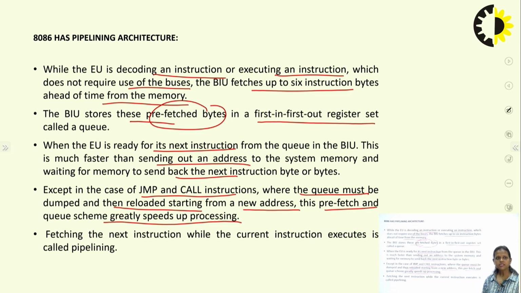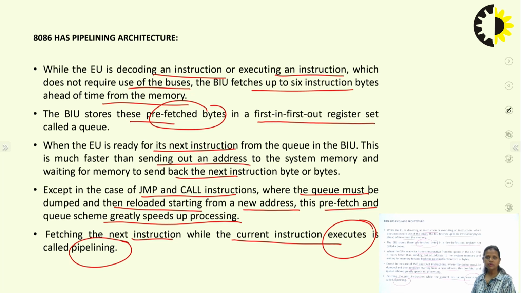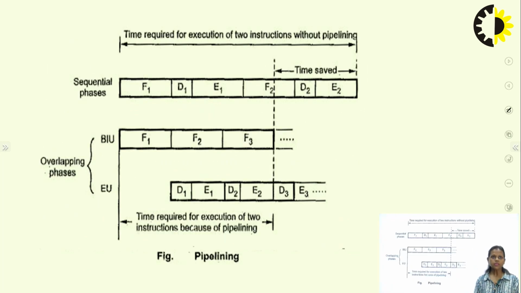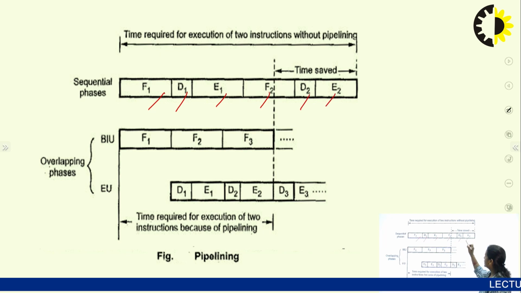Fetching the next instruction while the current instruction executes is called pipelining. So this is an important term. What is pipelining? It is fetching the next instruction while we are executing the current instruction. Like in 8085, we fetch an instruction, then decode it, and then execute. When the execution finishes, again we fetch the next instruction, then decode and execute it.